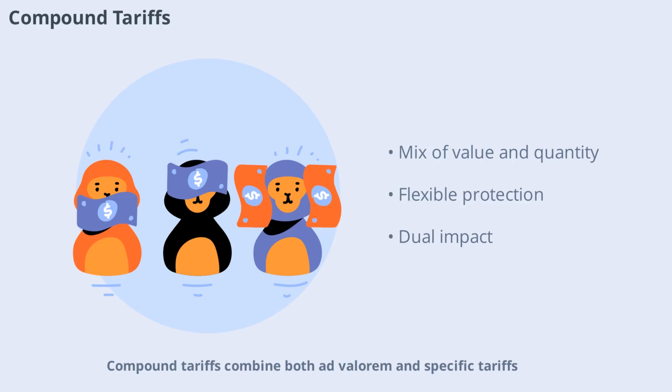Compound tariffs combine both ad valorem and specific tariffs. This means a government can charge a percentage of the value plus a fixed fee per unit. For example, a country might impose a 5% tariff plus $100 per imported car. This method allows for greater flexibility and can protect domestic industries more effectively by targeting both price and quantity.